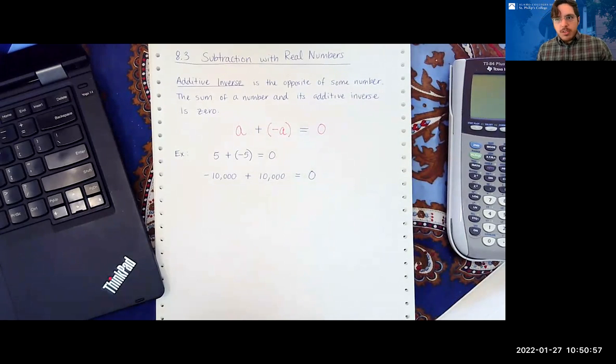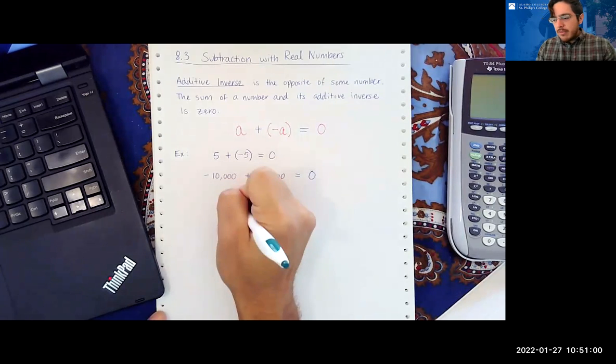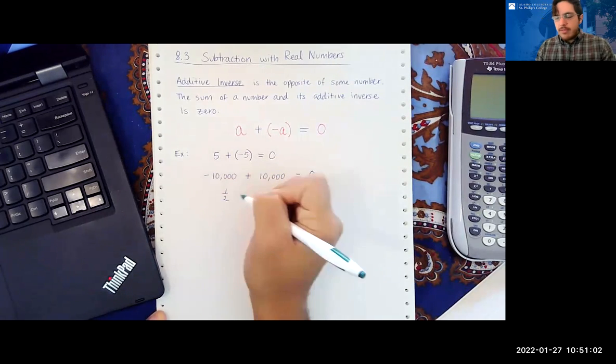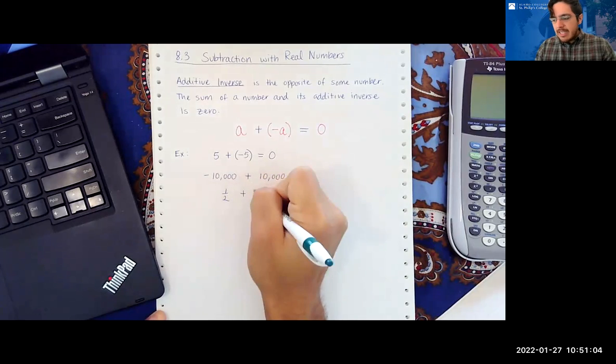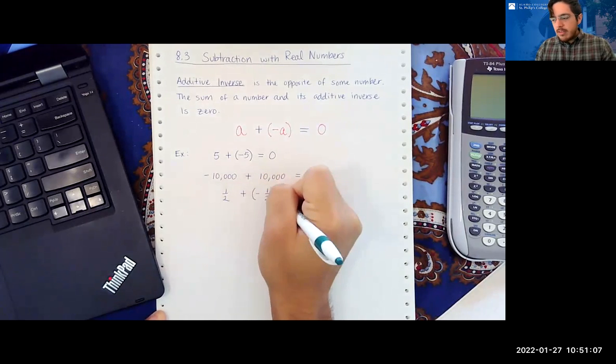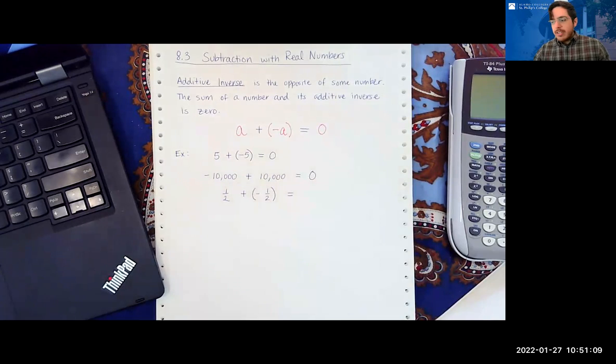Okay, this also works for fractions. If I have 1/2 and I add negative 1/2, then I should also get 0 here.